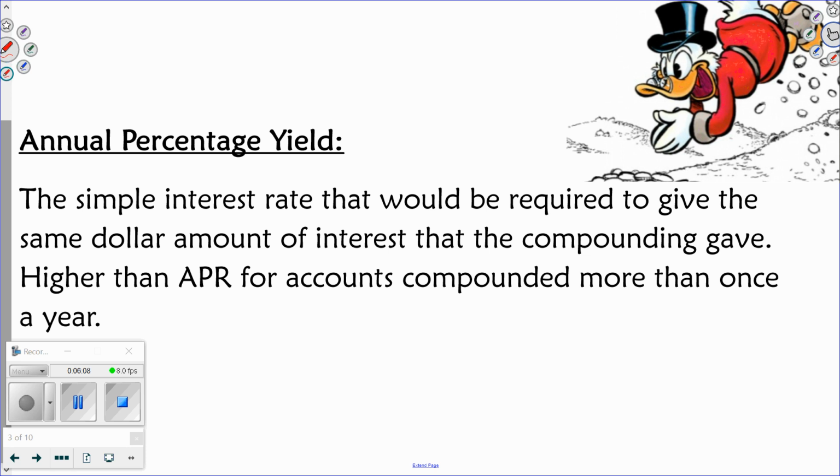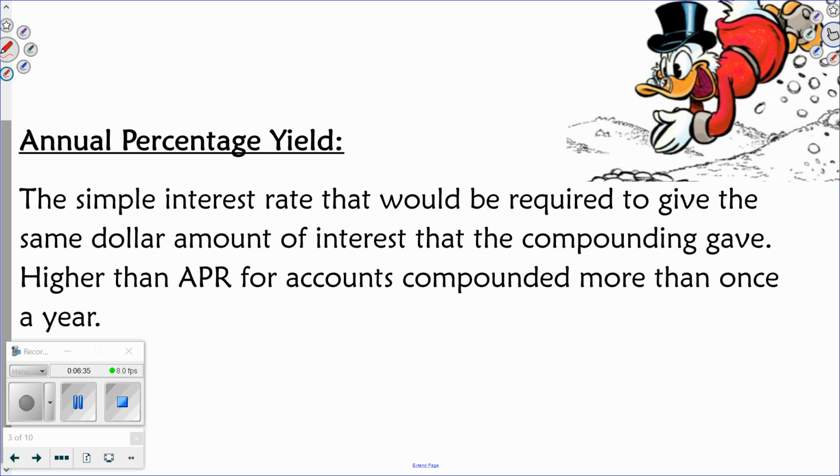Because simple interest, just the initial amount, that's all it ever earns money on, just that initial deposit. Compounding gets bigger every time you compound, so you earn more and more interest. So this rate will always be higher than your APR. So for simple interest to earn the same amount of money, it's going to have to be a higher interest rate. Okay? Now, look at your formula sheet. Do you see a formula for that on there?